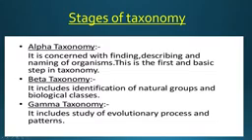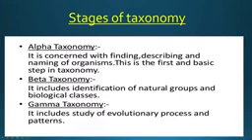In the stages of taxonomy, first one is alpha taxonomy, then beta taxonomy, then gamma taxonomy. Another one is omega taxonomy. Here, three important taxonomical stages we mention. It is concerned with finding, describing, and naming of organisms. This is the first and basic step in the taxonomy, that is alpha taxonomy.